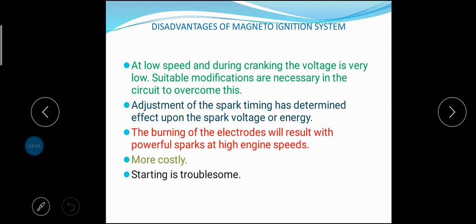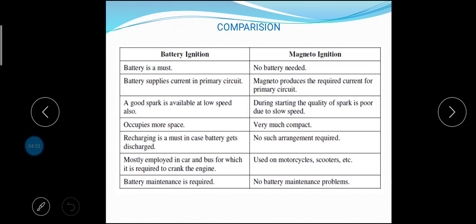Let us discuss the next slide that contains disadvantages of magneto ignition system. In case of magneto ignition system, the initial cost is very high as compared to battery ignition system. To start with, 75 rpm is necessary. The burning of the electrodes will result with powerful sparks at high engine speeds. These are the main disadvantages of magneto ignition system.